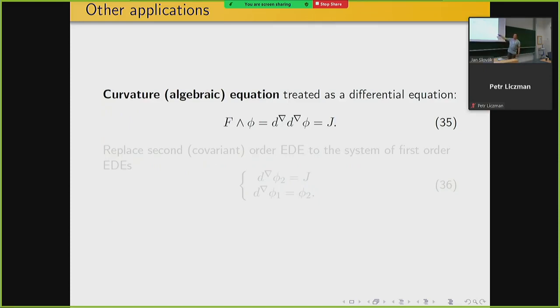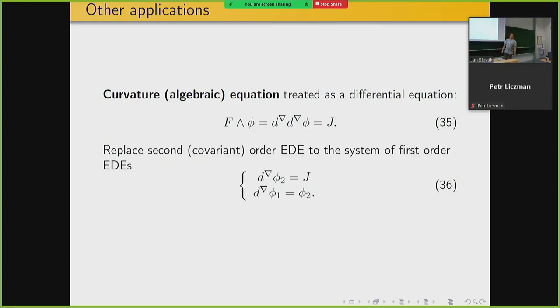It's like second order differential equations, because you apply the covariant derivative twice on phi, and it is equal to some inhomogeneous term. And the solution is very simple. Like in ODEs, you split this second order covariant differential equation into a system of first order differential equations. So first you solve this equation, which you already know how to solve, and then you plug phi2 here and solve this equation. Okay, step-by-step solution.